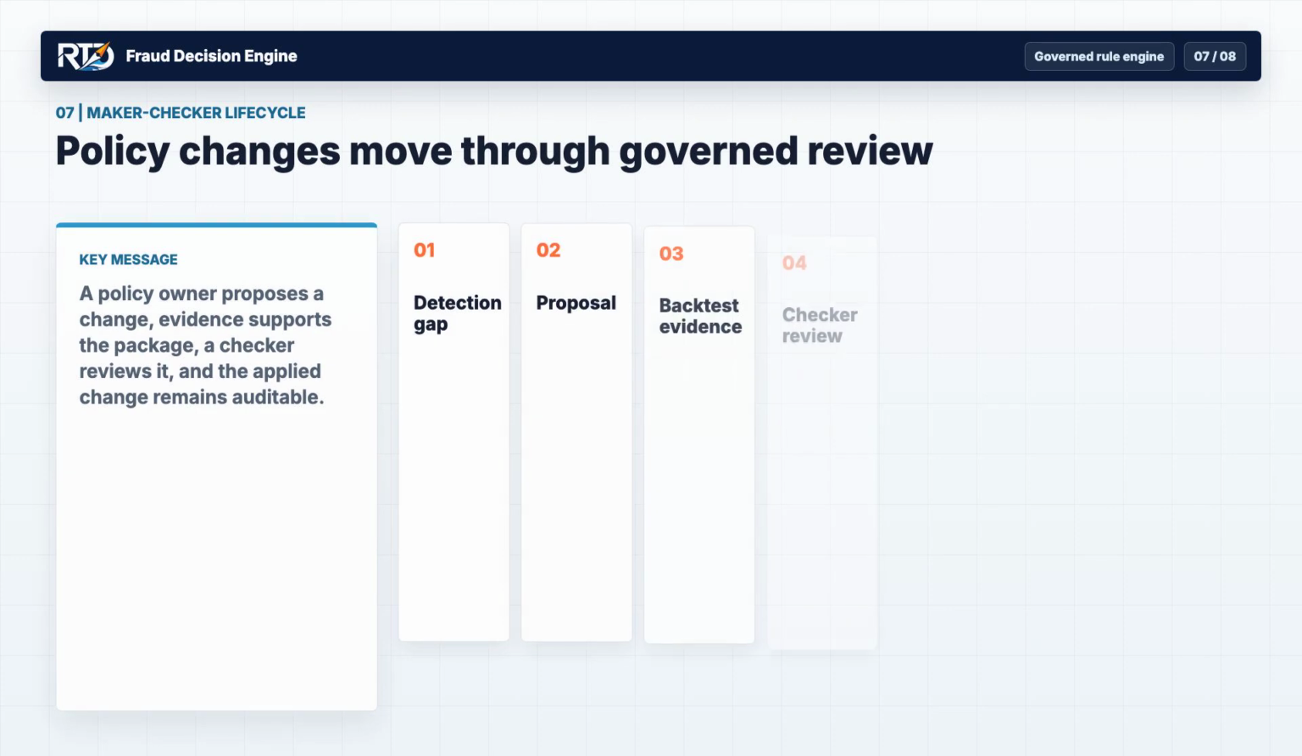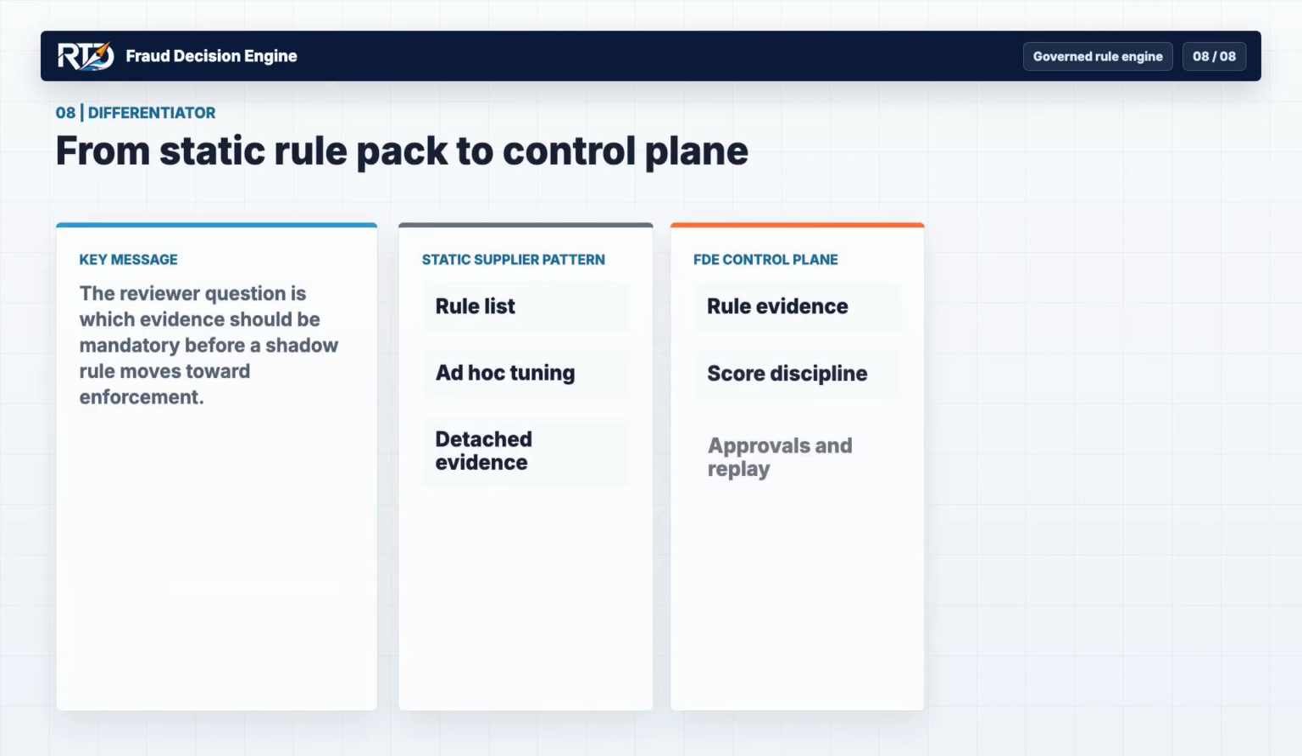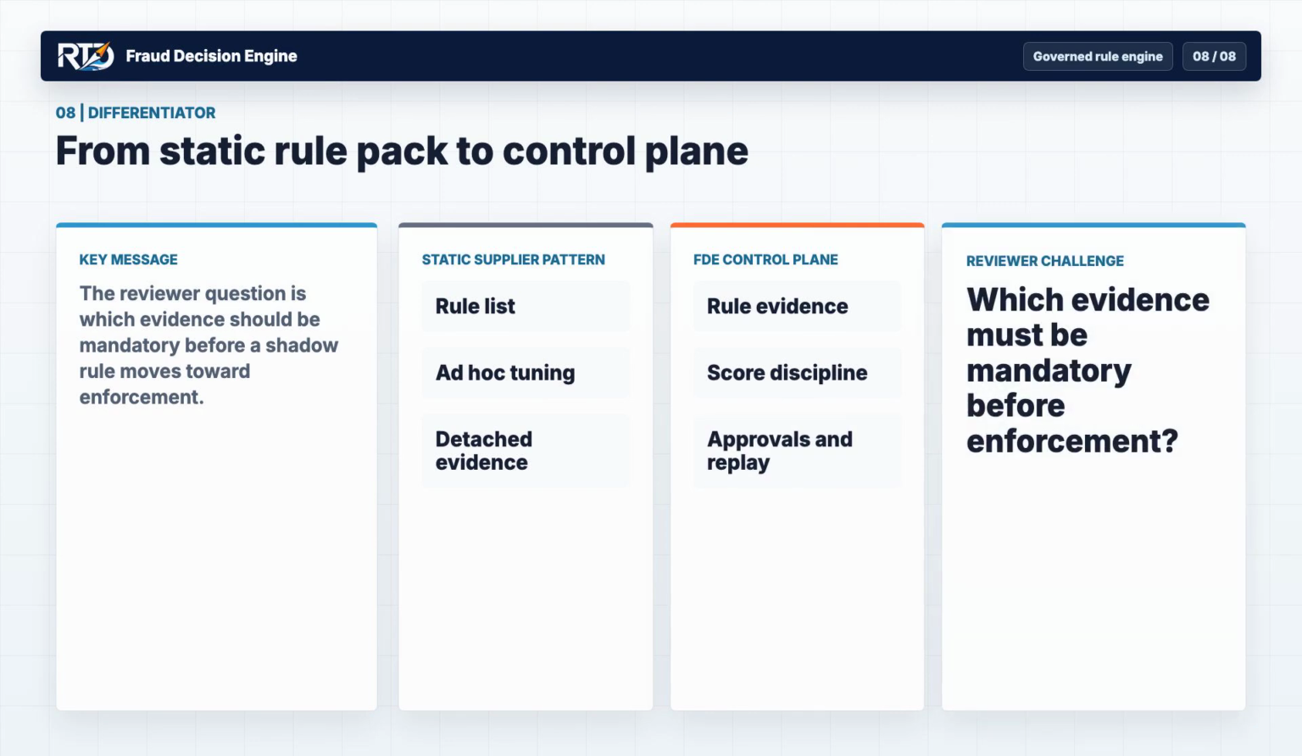Governance is part of the engine. A policy owner proposes a change, backtest or replay evidence supports the package. A checker reviews current and pending configuration, and the applied change stays auditable and reversible. That is the difference between a static rule pack and a governed fraud decision control plane.